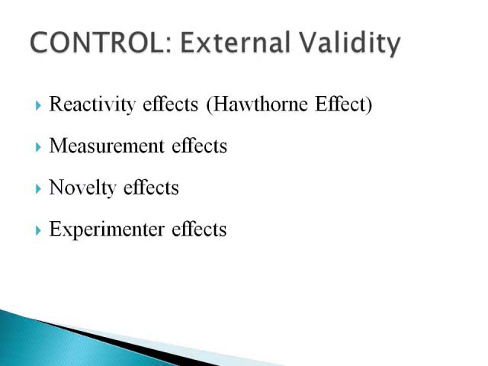External validity. Can the results be generalized to a larger population? Well, we've got multiple ways that we have threats to external validity. The first one is reactivity effects. Some people call that the Hawthorne effect. Changes occur because the subjects know they're being studied. That's it. They just know they're being studied, so they react differently.